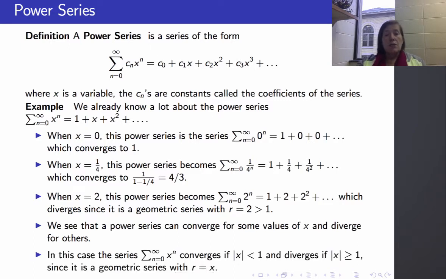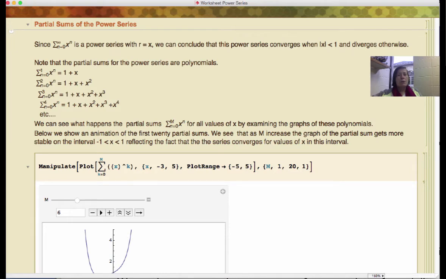In the case of the power series we've just been looking at, the sum from 0 to infinity of x to the n, we know from our knowledge of geometric series that this converges for values of x where the absolute value of x is less than 1, and it diverges for values of x where the absolute value of x is greater than or equal to 1. And we know all of that from our knowledge of geometric series if we just substitute our previous analysis with x equal to r. Let's have a look at this power series, or its graph, on Mathematica.